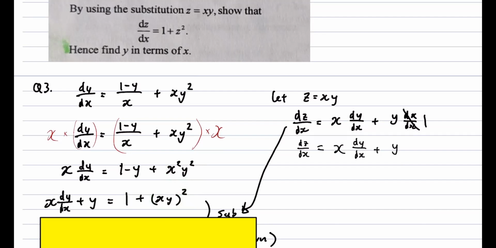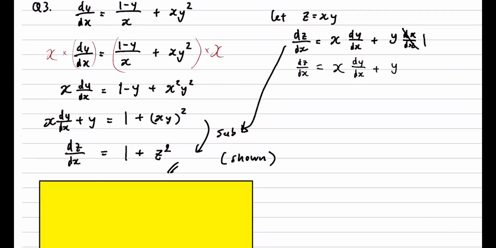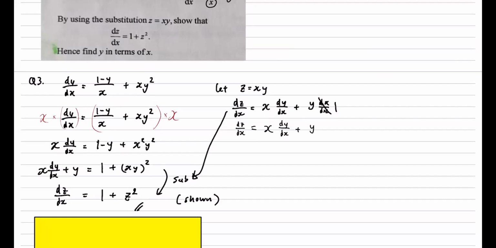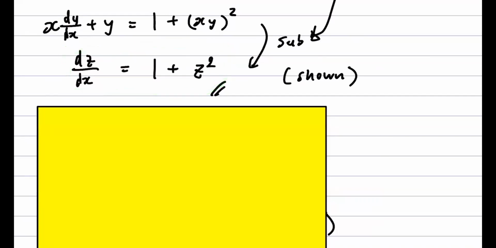Then how can I link it to this equation? I can sub in the z. Exactly. Z is xy. So I can sub in and then I will eventually get this. This x dy by dx plus y is just dz by dx. So I can replace. This xy is just a z. So I can just replace. Okay? Shown. Then hence find y in terms of x. Now, take a look at this equation. Can you tell me what kind of equation is it? Or what method we can use?